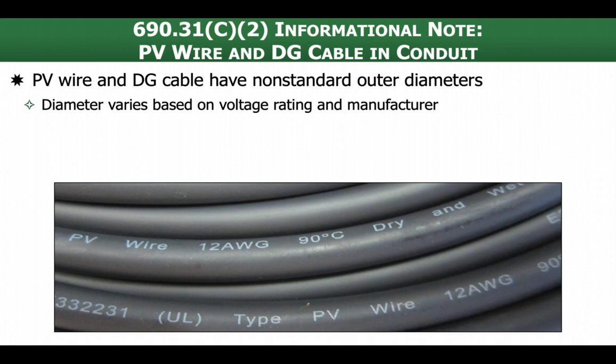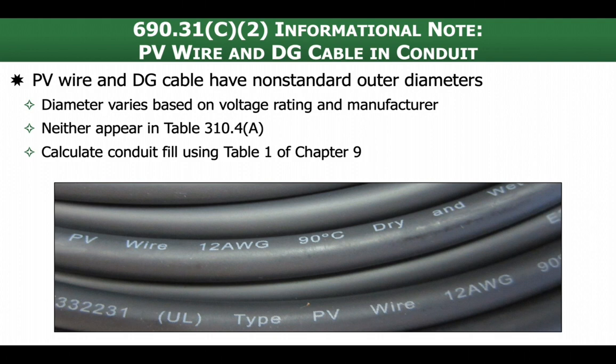It's non-standard. Same is true of DG cable. It's going to vary based on the voltage rating and the manufacturer. Neither of them appear in the list of all the other conductors in Table 310.4(A). We hit on that one a little bit earlier. It's not a spot where we can get information on this particular type of wire. So because of that, we also don't have the easy cheat tables in the back of the code book that tell us how many of these wires we could put inside a piece of conduit.